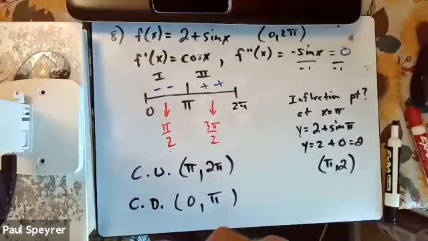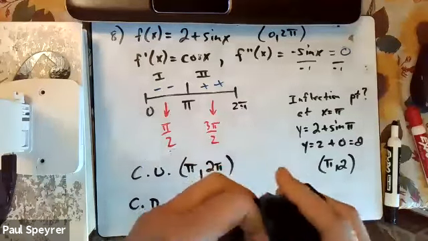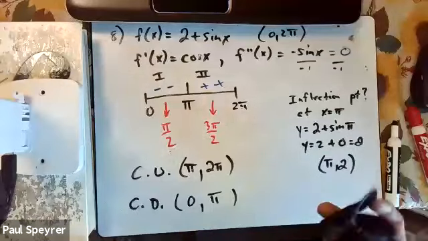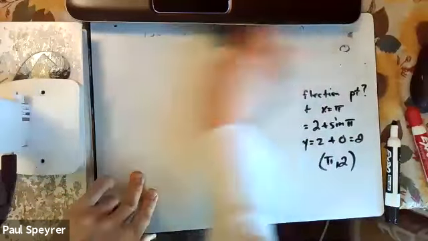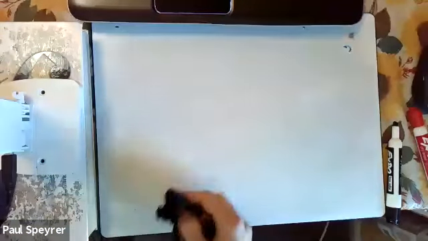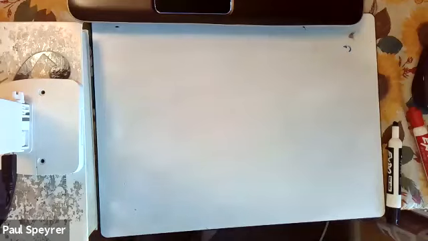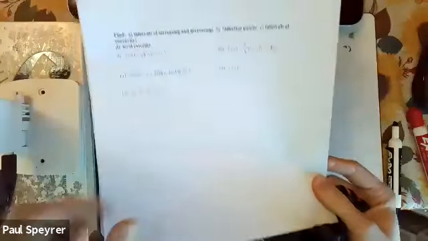Now, what if we throw all this together, right? Like we have a problem where we want to figure out intervals where it's increasing and decreasing, local extrema, inflection points, concavity, all that stuff. That's the next set right here, right? I'll do a few of these right here.